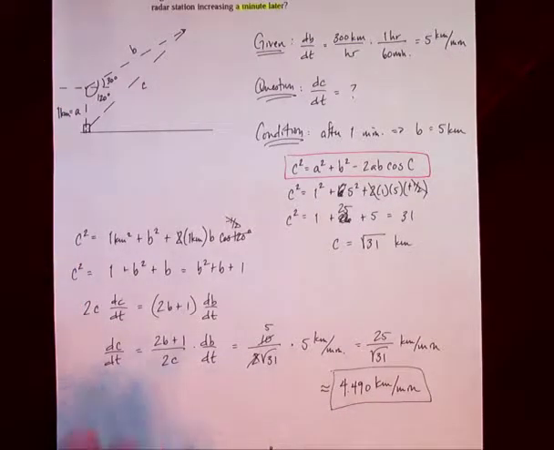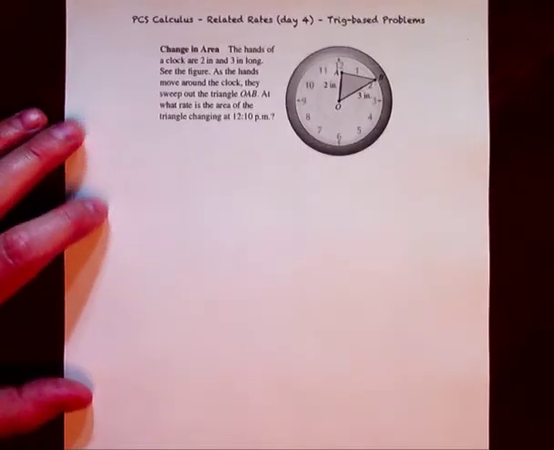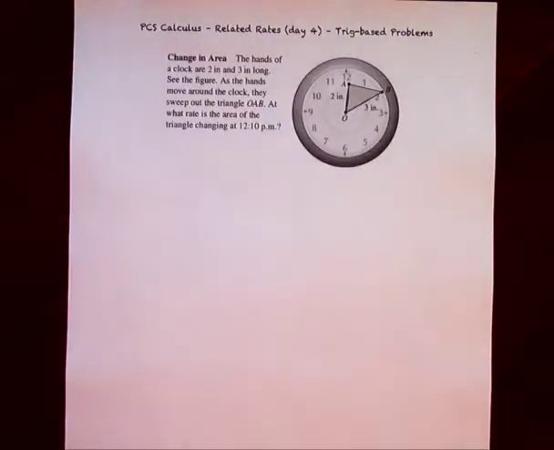Now, let's go ahead and do another one. Woohoo! All right, a clock one. The hands of a clock are 2 inches and 3 inches long. See the figure. As the hands move around the clock, they sweep out the triangle OAB. At what rate is the area of the triangle changing at 12:10 p.m.?